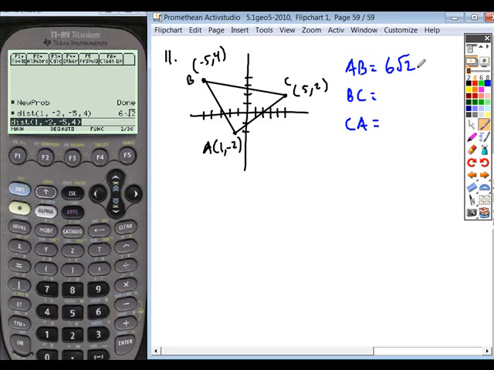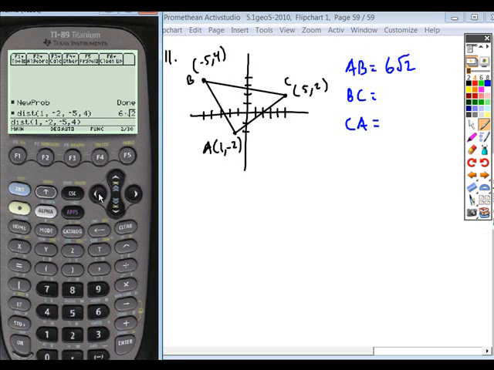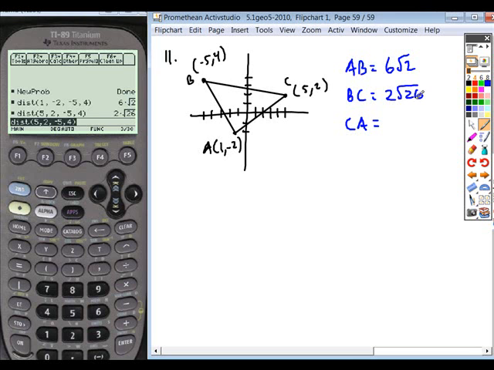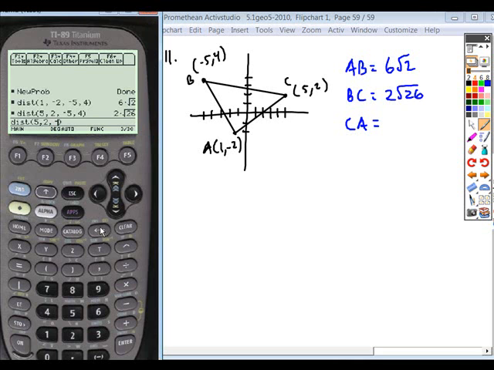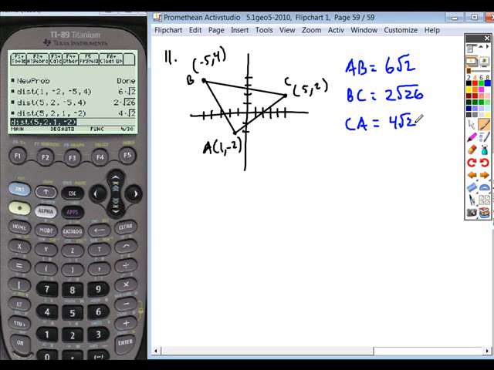Do the same thing for BC. Okay. In this, I already have my points -5, 4. So if I just replace 5, 2 and -5, 4, that gives me my distance BC, which is 2√26. And then finally CA, I already have my 5, 2 in here, so replace the coordinates -5, 4 with the coordinates 1 and -2. Enter. I get 4√2. So here are my distances.